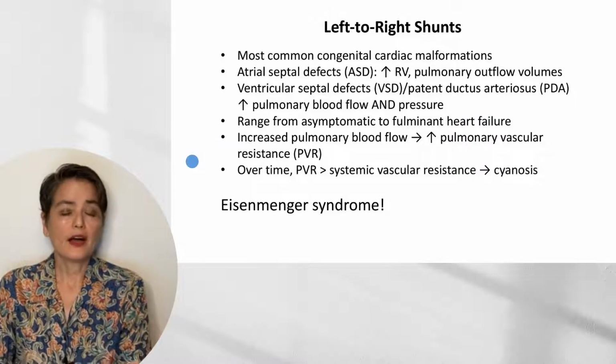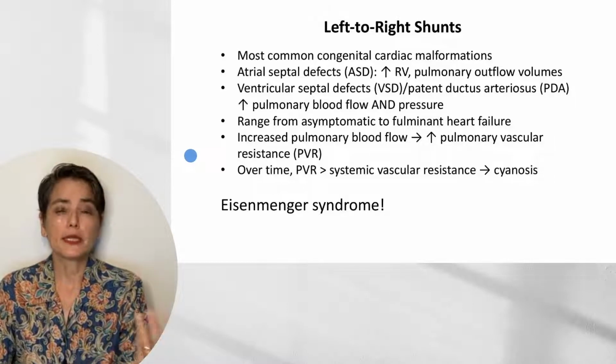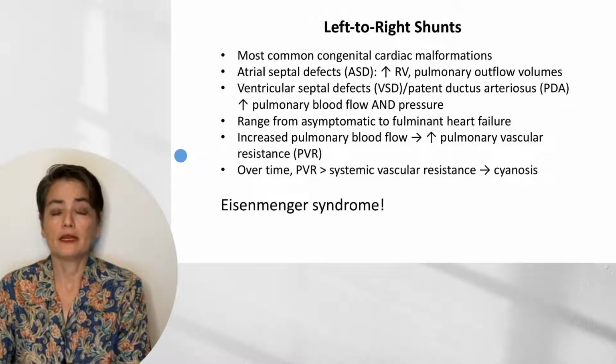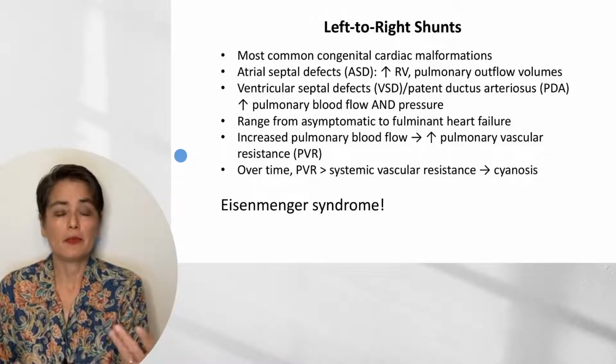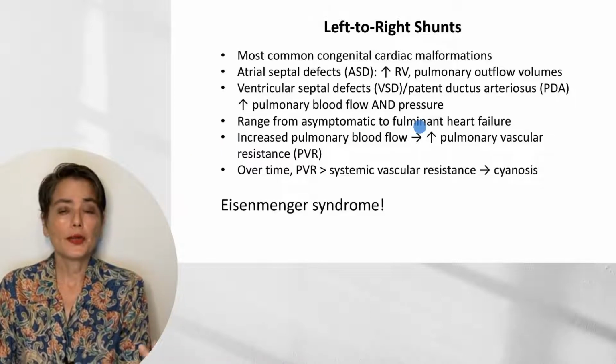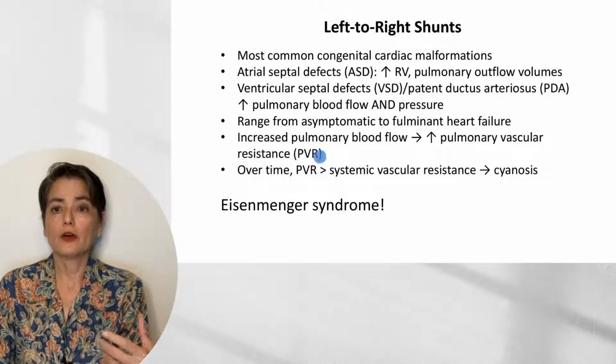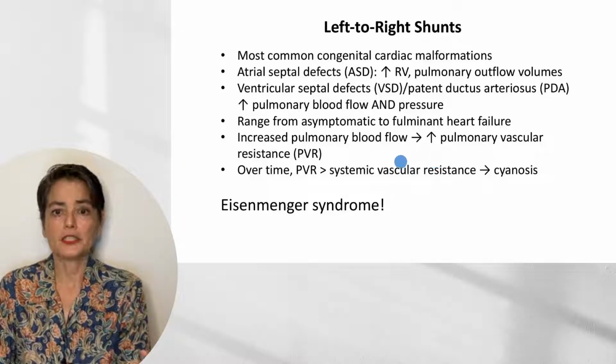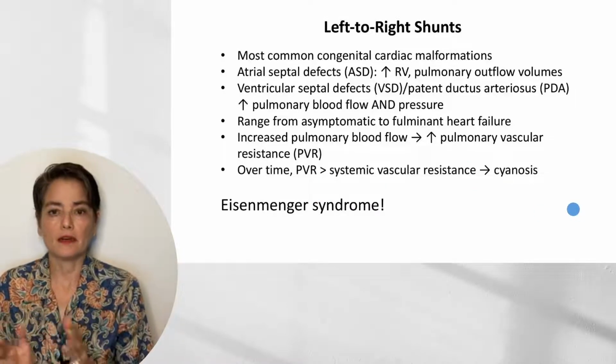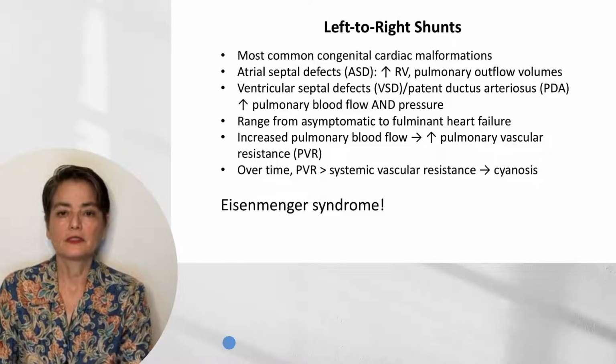Now, depending on the size of the defect, patients may be completely asymptomatic. In fact, it may not be diagnosed in life. It may be an autopsy finding. Or you can have individuals who have fulminant heart failure. Now, as I mentioned, I'm going to do this a few times because it is very important. This increased pulmonary blood flow is going to increase our pulmonary vascular resistance, and that's going to, at some point, overcome our systemic vascular resistance, leading to mixing of the blood and cyanosis. All right, and that is Eisenmenger syndrome.